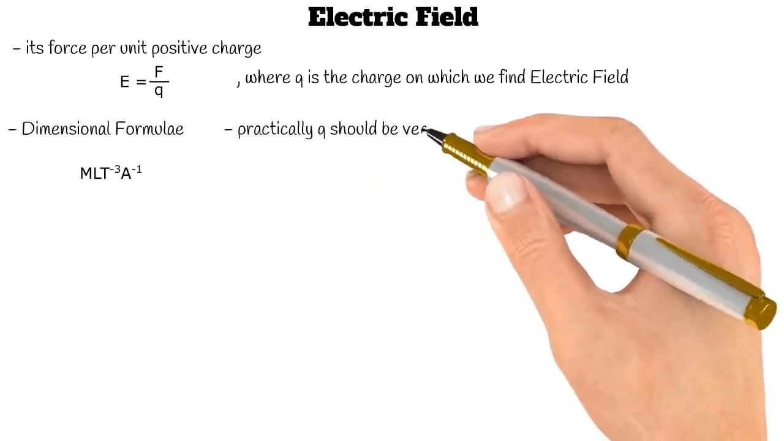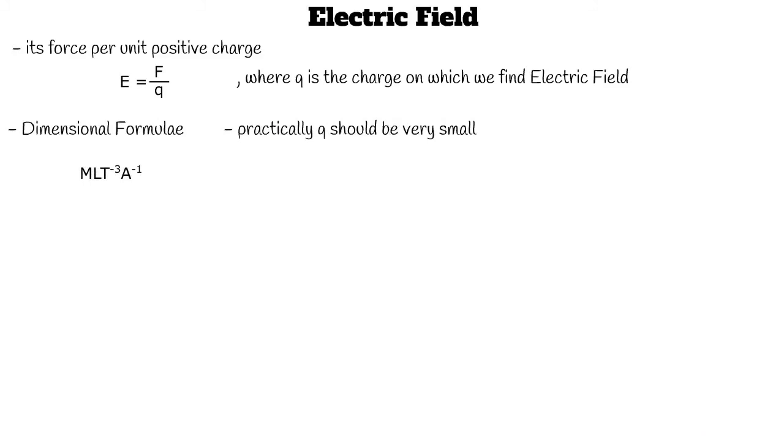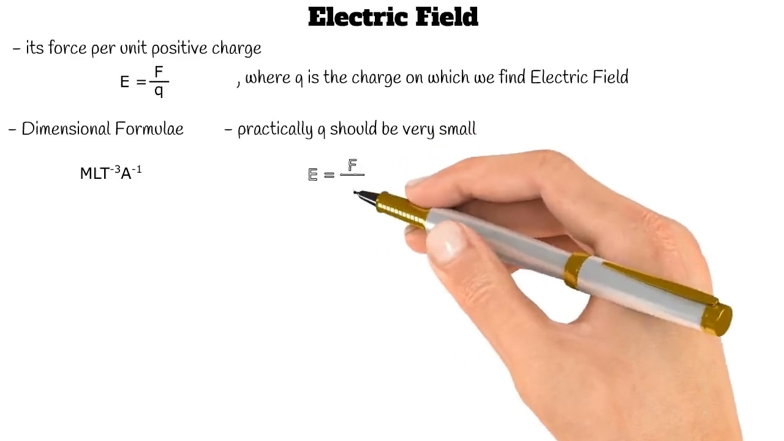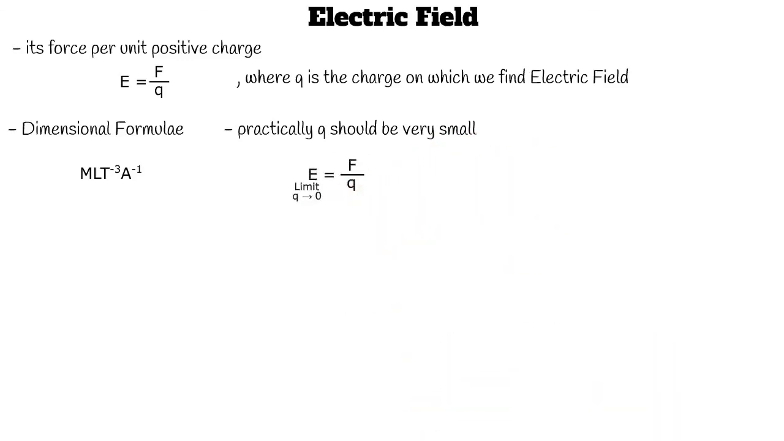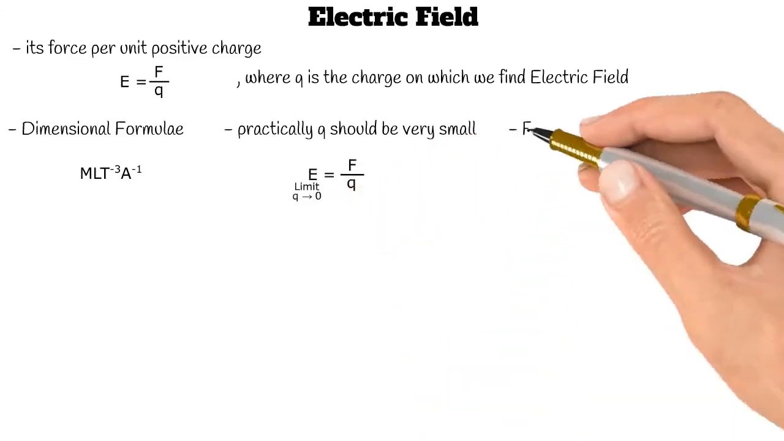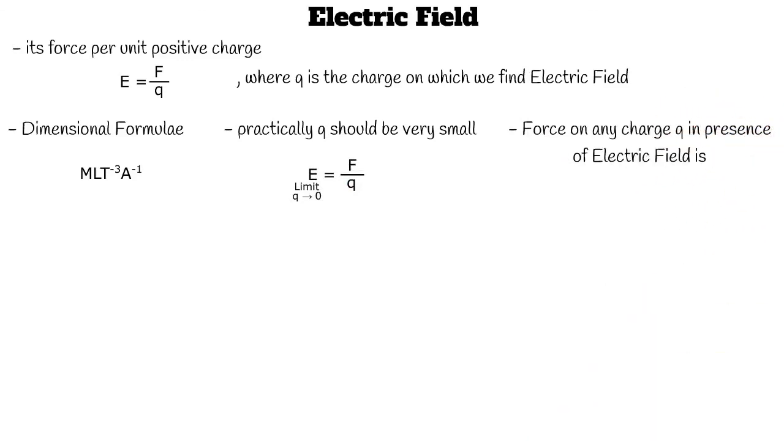For practical calculations, test charge small q should be very small so it cannot disturb our main charge distribution. E equals F upon q, limit q tends to 0. Force on any charge small q in presence of electric field E vector is equal to q times E vector.